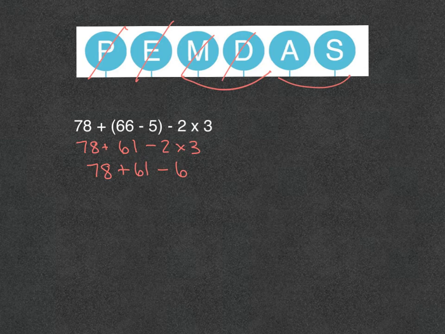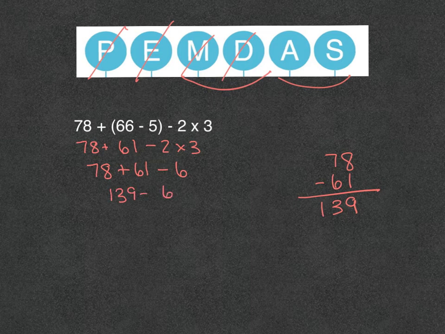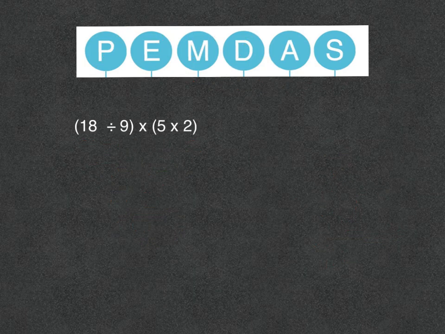So 78 plus 61. Again, no shame in doing the side math. So 8 plus 1 is 9. 7 plus 6 is 13. So we get 139 minus 6. And again, if you want to subtract over here, that's fine. So we get 133.